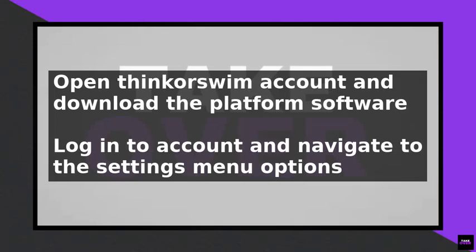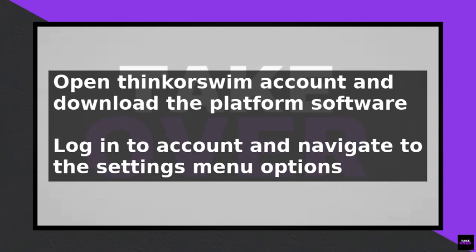To set up Thinkorswim for scalping, you need to start by opening a Thinkorswim account and downloading the platform. Once you have the platform installed, log into your account and navigate to the Settings menu. In the Settings menu, select the Appearance tab and choose a dark or light theme that suits your preference.